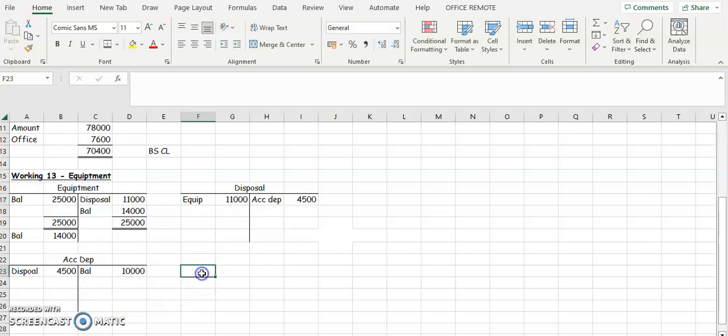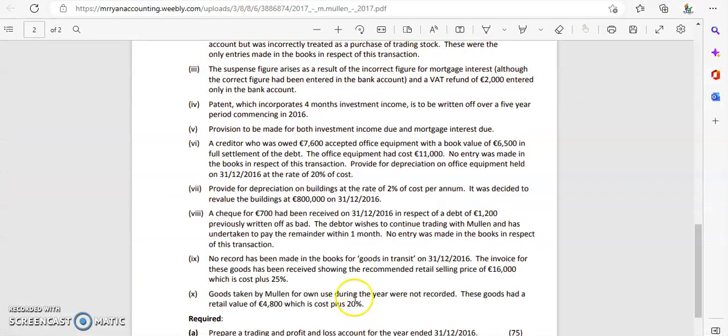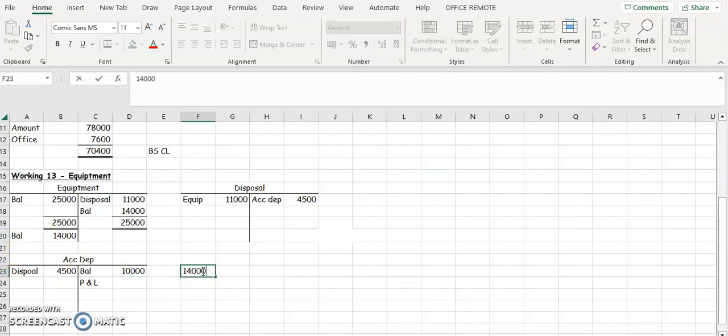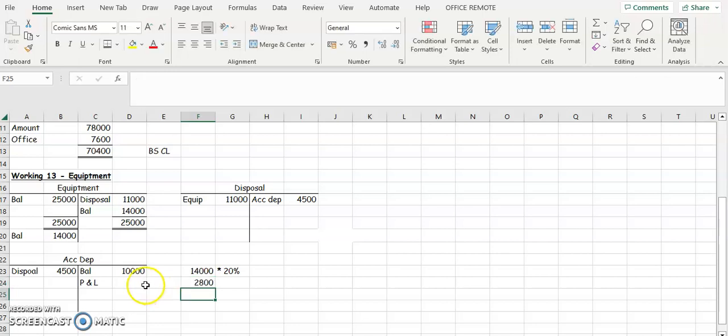Then we have to calculate this year's depreciation, which goes into the profit and loss account. So it tells us in the question to provide for depreciation on office equipment held at the end of the year at 20%. So the office equipment at the end of the year is 14,000. We're going to multiply that by 20% because it tells us in the question. So this year's depreciation is 2,800. That then goes into your profit and loss account.